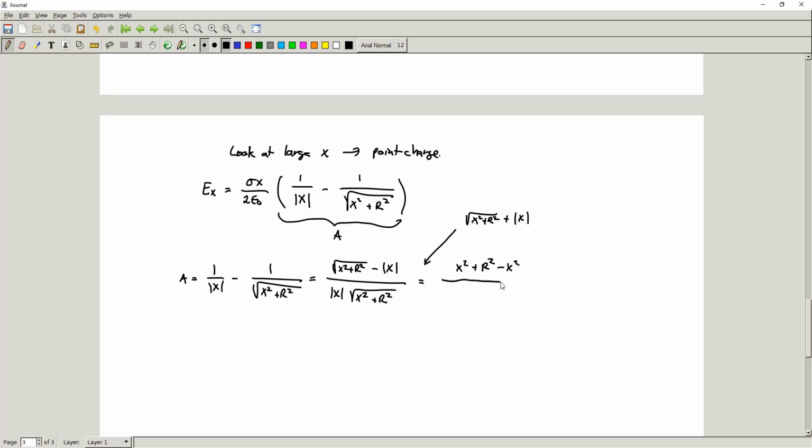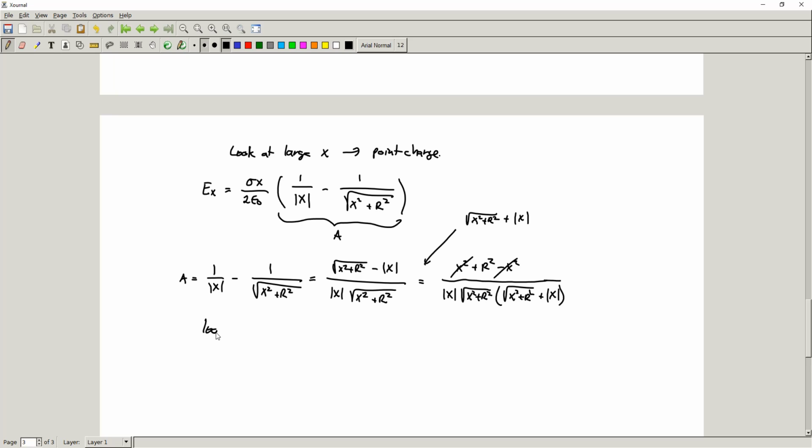Okay, and if that was too quick, I encourage you to multiply the top and see how that turns out. In the bottom, we're going to end up with what we had before, the square root of x squared plus r squared, times now square root x squared plus r squared plus absolute x. I won't bother rewriting it, but we can see that these two terms will cancel, and we're now in pretty good shape to see what happens.